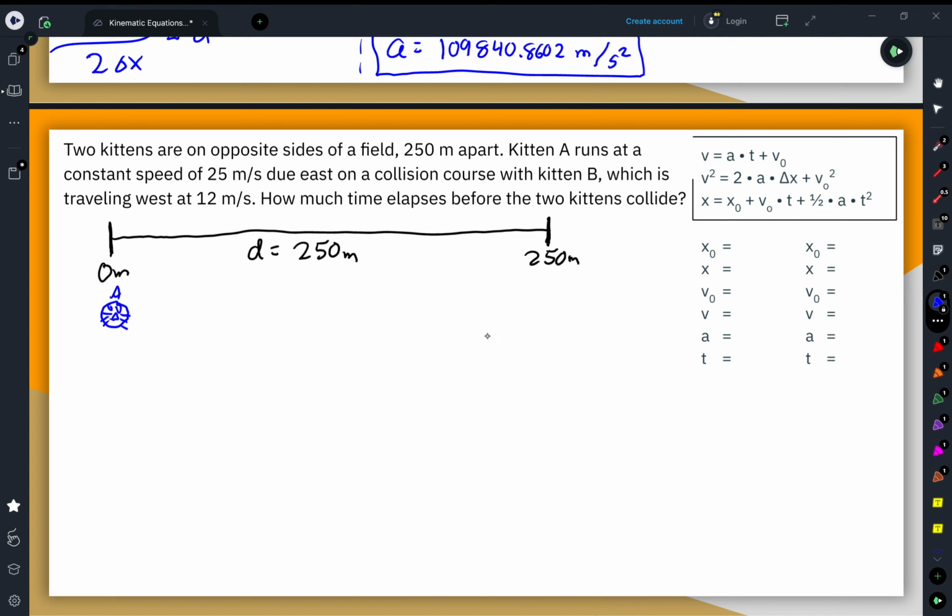So this is A. It is traveling due east, so this direction, at a rate of 25 meters per second. It is on a collision course with kitten B. Kitten B is traveling west at a rate of 12 meters per second. We are trying to figure out at what point they end up colliding.